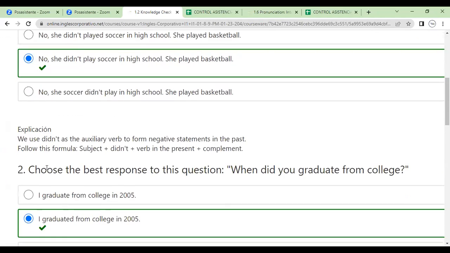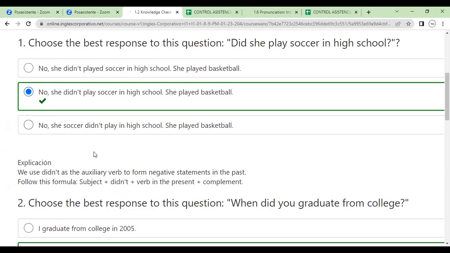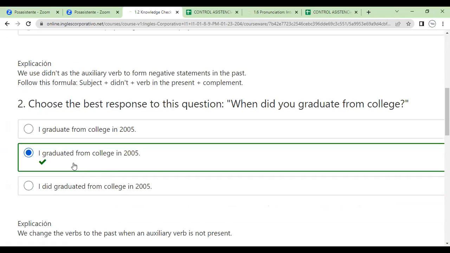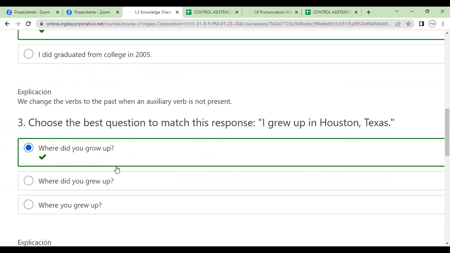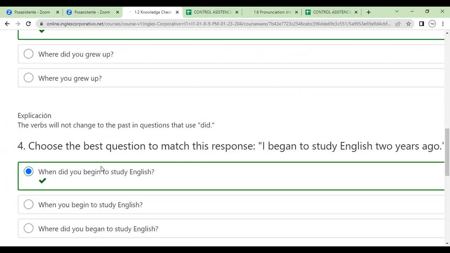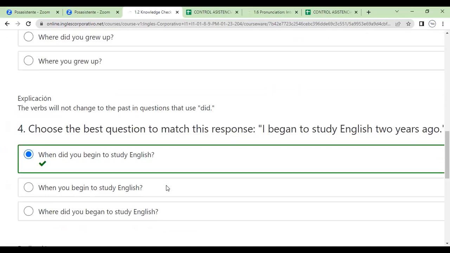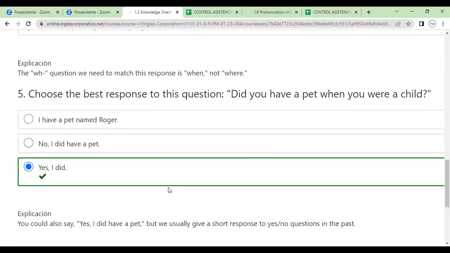Number two. I graduated from college in 2005. Very good. Number three, pretty good. Where did you grow up? I grew up in Houston, Texas. Number four, when did you begin to study English? Pretty good. And number five, yes, I did. Fantastic. Now, if you have any questions, this is the time.